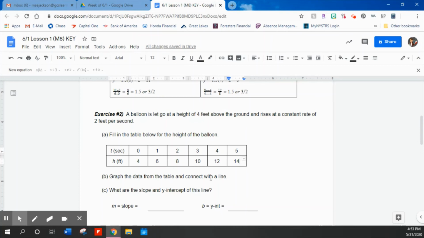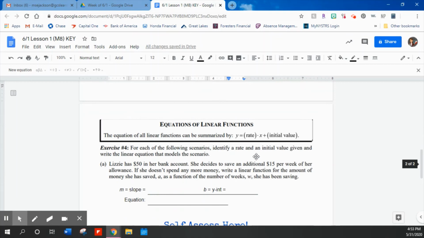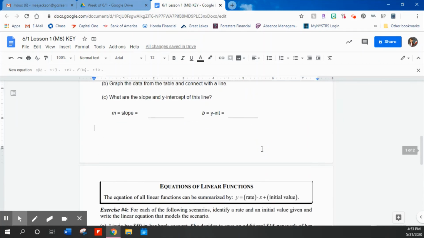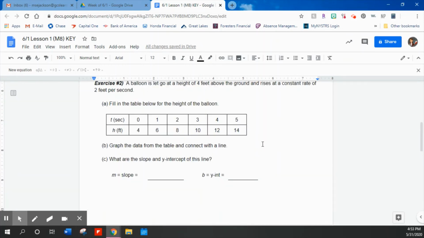Let's graph the data from the table and connect with a line. So we do not have our graph here with us. There is a graph on the hard copy. However, you cannot graph it on the Google Doc. So just remember, if you graph a linear equation that has the same rise over run or the same slope, it's going to end up being a line.